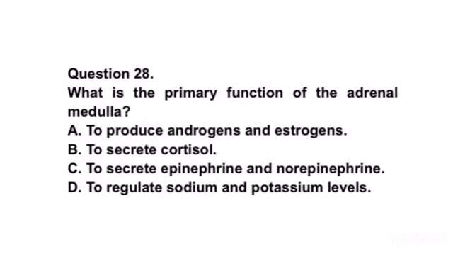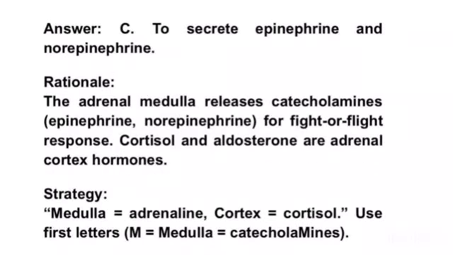Question 28. What is the primary function of the adrenal medulla? A. To produce androgens and estrogens. B. To secrete cortisol. C. To secrete epinephrine and norepinephrine. D. To regulate sodium and potassium levels. Answer C. To secrete epinephrine and norepinephrine. Rationale: the adrenal medulla releases catecholamines, epinephrine and norepinephrine, for the fight or flight response. Cortisol and aldosterone are adrenal cortex hormones. Strategy: medulla equals adrenaline, cortex equals cortisol. Use first letters. M equals medulla equals catecholamines.